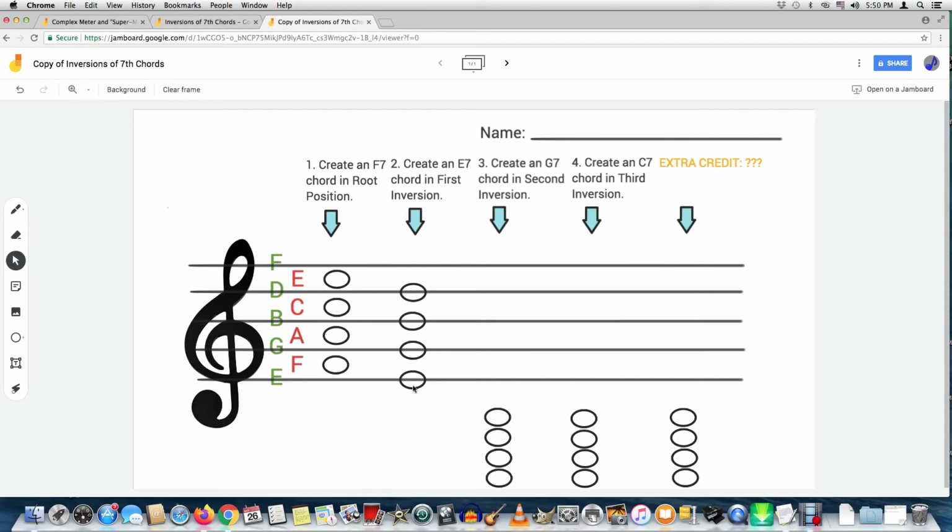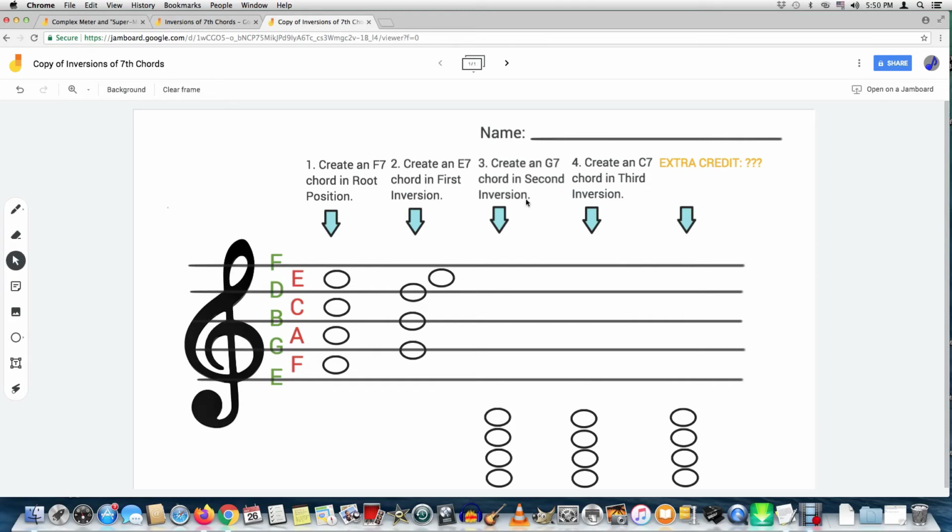Well, I can tell you right now that if I move this bottom E up to the top space E, I've just created a second on top, and I'm still using E, and I didn't change any of the other notes. So that looks good. We have a third on the bottom between G and B, a third in the middle between B and D, and now we have a second on top between D and E. So that's our E7 chord in first inversion.